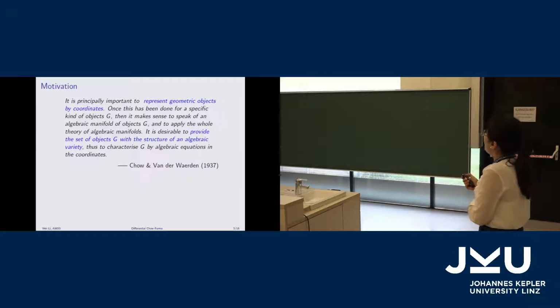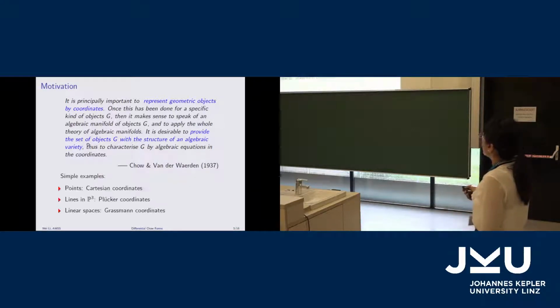In the groundbreaking paper on the Chow forms and Chow varieties, Chow and Van der Waerden described their motivation in these words. So it is principally important to represent geometric objects by coordinates. And once this has been done for a specific kind of object, it is desirable to provide the set of objects with the structure of algebraic varieties, so that we can characterize the set of objects by algebraic equations.